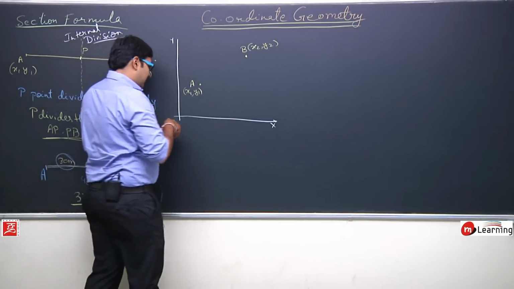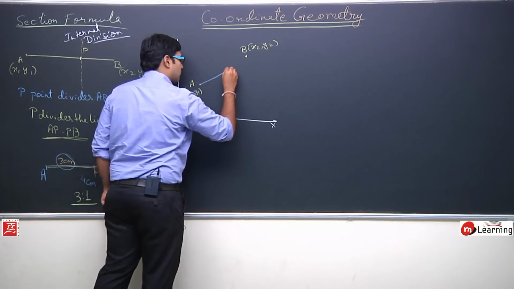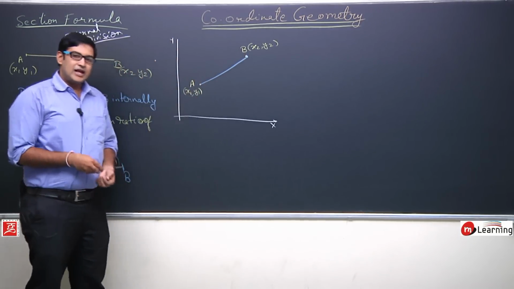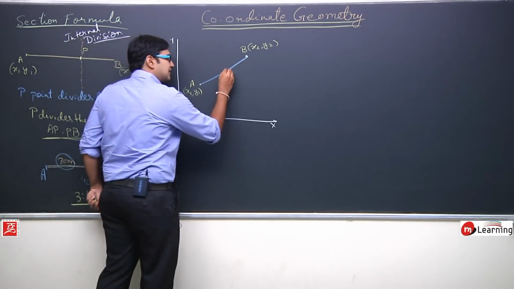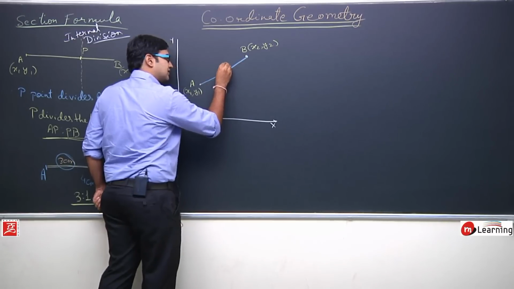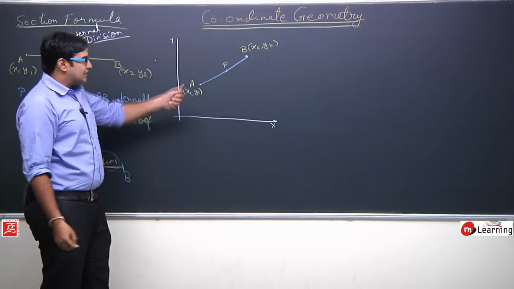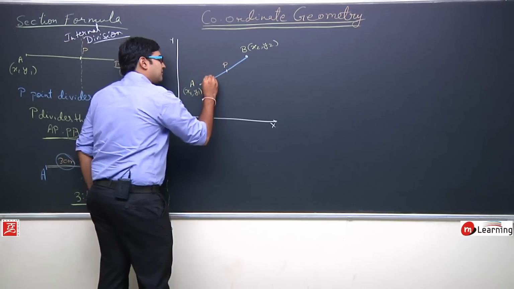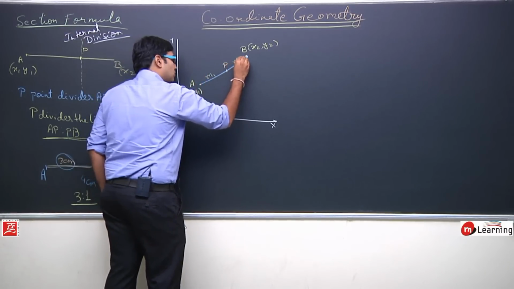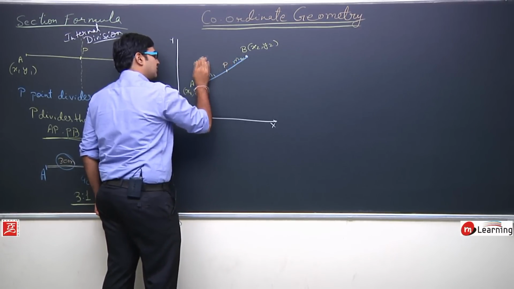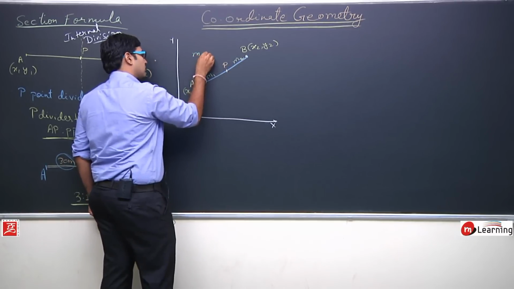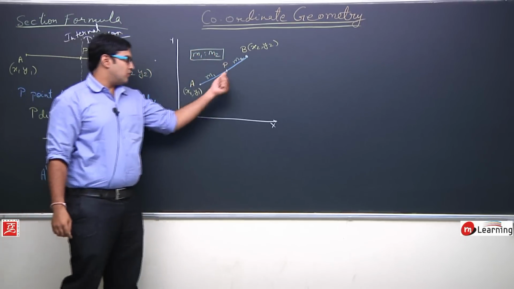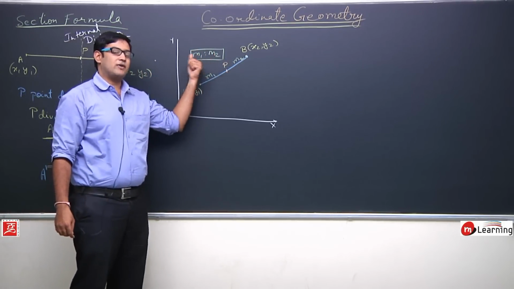So the line segment will be this one. This is the line segment AB, and there is a point P on this line segment. Let us say this is P, and I am assuming that this P point divides this line segment in the ratio of M1 is to M2. So this is what I have considered, that this P point divides this line segment in the ratio of M1 is to M2.